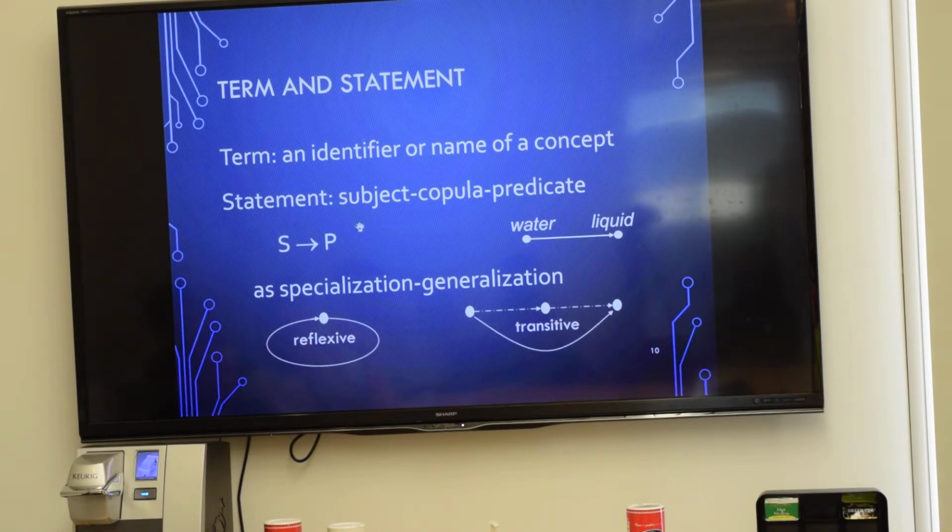And this copula has the following basic feature or property. In its idealized form, it is reflexive and also transitive. If A is a type of B, and B is a type of C, then A is a type of C.